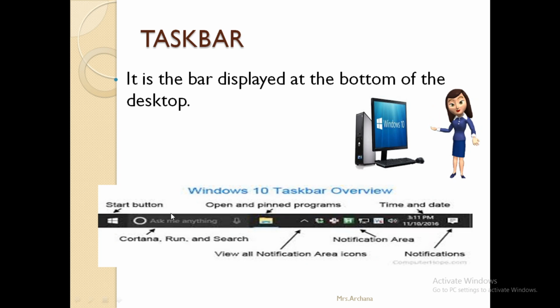Then this is called your search option. In another word we can call it Cortana. Cortana means this search option. Next you will find some applications here. Applications means quick access; for quick access we use these applications. Here you will find the notification area. By clicking this arrow we can find many applications here. Then this is the date and time, and this is the notification area, and at the last you will find the show desktop option.